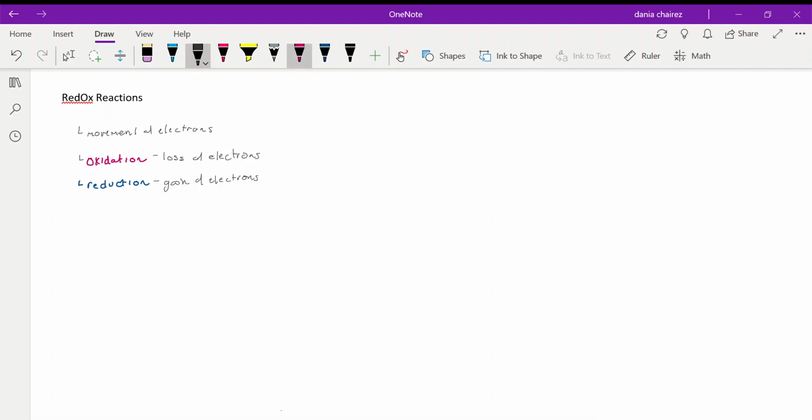And a simple way of remembering that oxidation is loss and reduction is gain is the mnemonic OIL RIG, which just means oxidation is loss and reduction is gain of electrons. If you ever forget what oxidation is and what reduction is, as long as you remember OIL RIG, it should be fine, because the L stands for loss and the G stands for gain. So this is just a fun mnemonic to remember it by.